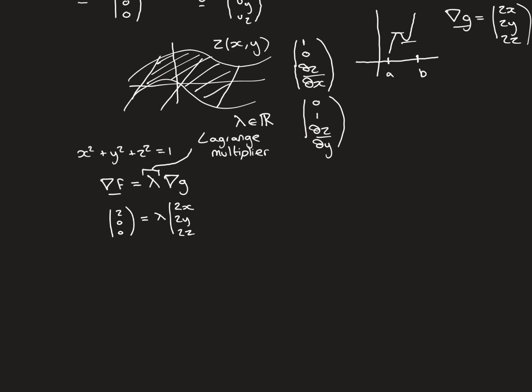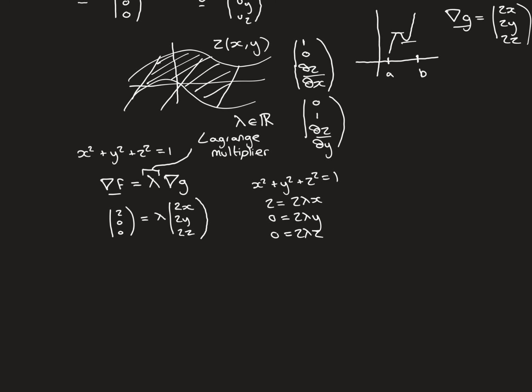our nabla g, which is 2x, 2y, 2z. And this is why I said really we've got 4 equations here, and now we've got 4 variables now that we've got the Lagrange multiplier that is also a real variable and can take any real value. So our 4 equations that we need to solve are x squared plus y squared plus z squared is equal to 1, and then we've got 2 is equal to 2 lambda x, we've got 0 is equal to 2 lambda y, and we've got 0 is equal to 2 lambda z. Those are the 4 equations.